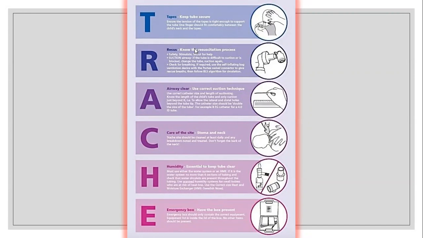Let me explain a little bit. T stands for keep the tube secure. R stands for knowing the resuscitation procedure. A is for airway clearance: use the correct suction techniques. Very important. Also, care of the site means trauma and neck. It is essential to keep the tube clear and maintain humidity. And also, E is for the emergency box that is supposed to be there. So have the box always ready at the patient's bedside.